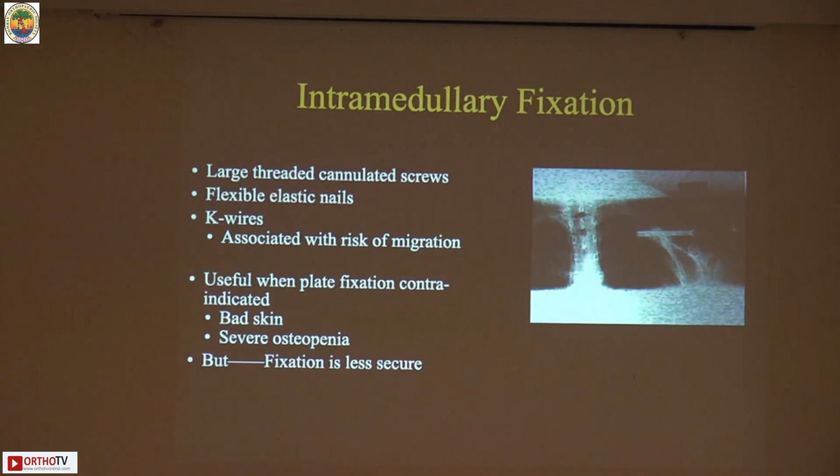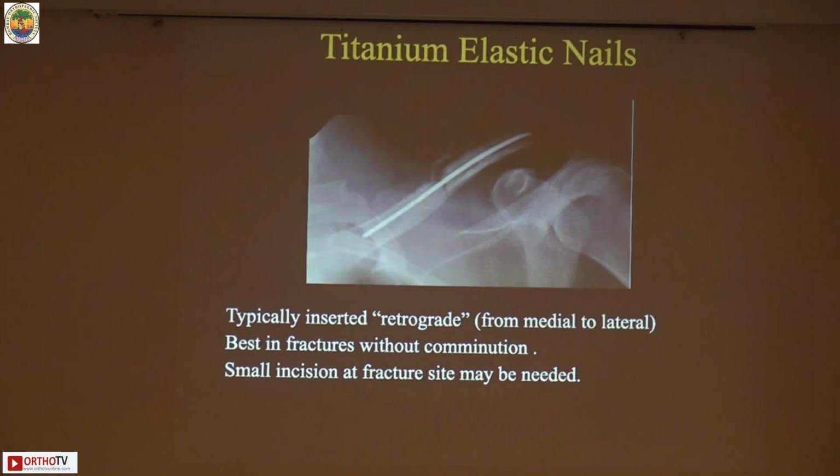Now we have medullary fixation. Large threaded cannulated screws are available, flexible elastic nails, or maybe K-wires, which are associated with the risk of migration. Normally, intramedullary fixation is useful when plate fixation is contraindicated, in the form of bad skin or severe osteopenia, but fixation is less secure. We have elastic nails, titanium elastic nails, typically inserted retrograde, meaning from medial to lateral. They are best in fractures without comminution.